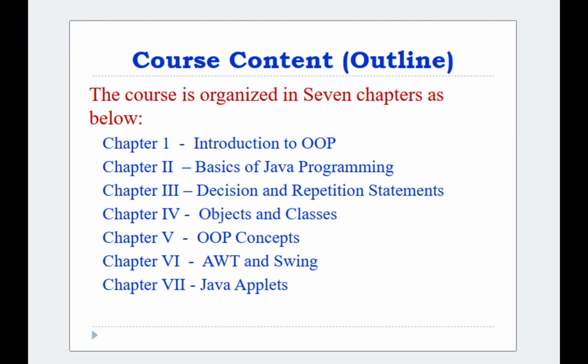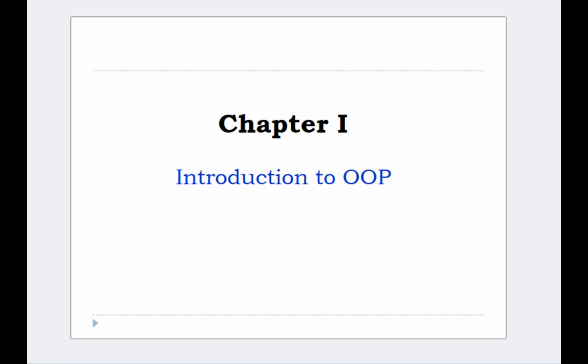Course content outline. The course is organized in 7 chapters as below. Chapter 1 Introduction to OOP, Chapter 2 Basics of Java Programming, Chapter 3 Decision and Repetition Statements, Chapter 4 Objects and Classes, Chapter 5 OOP Concepts, Chapter 6 AWT and Swing, Chapter 7 Java Applets.